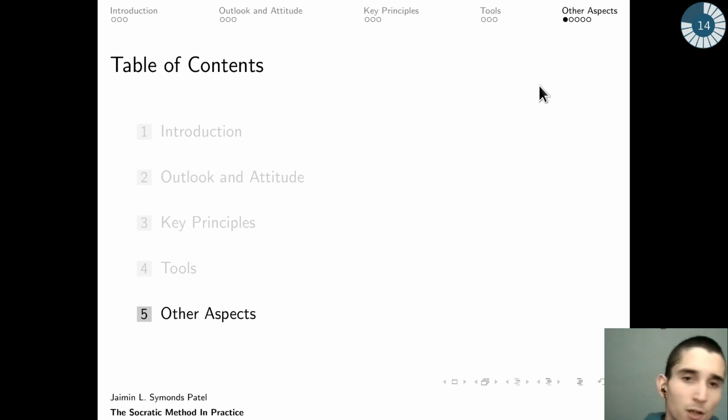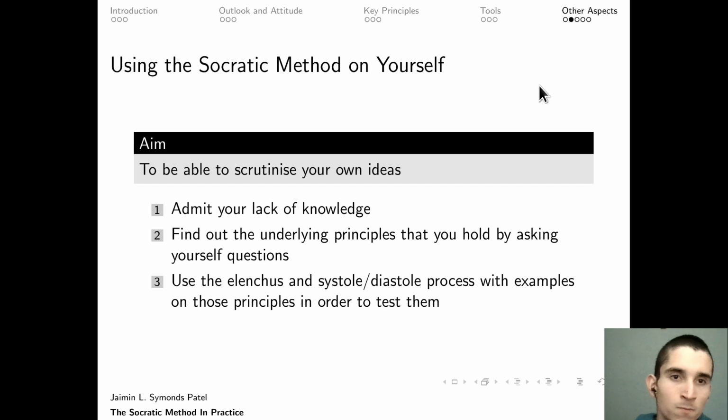That takes me on to a couple of other aspects of using the method in everyday situations. First of all, on yourself. The aim when you're using it on yourself is to scrutinize your own ideas. This is quite hard to do otherwise, so it's quite a nice framework. Step 1, admit your lack of knowledge. Step 2, find out the underlying principles that you hold by asking yourself questions. And step 3, using the tools of reason, which we just touched on, process those underlying principles with examples, and keep on doing that, filtering out those principles.